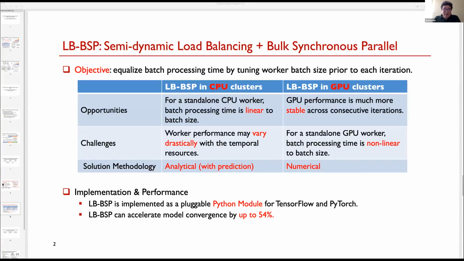And we have one more question. Last question from Chen Chen. Is LBBSP application agnostic? And what benchmark did you test it on?